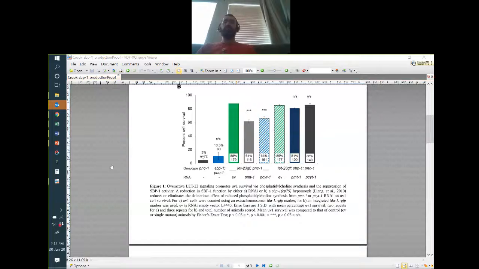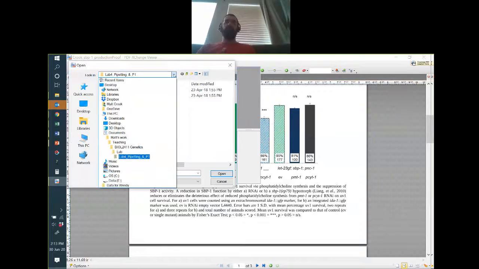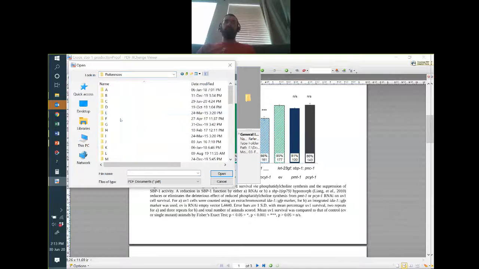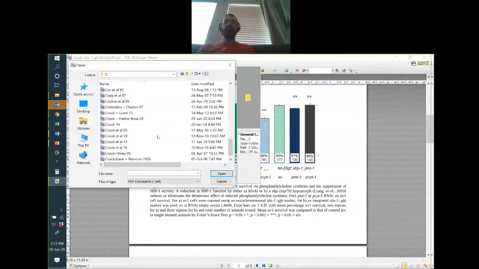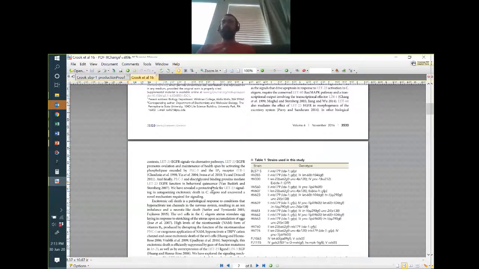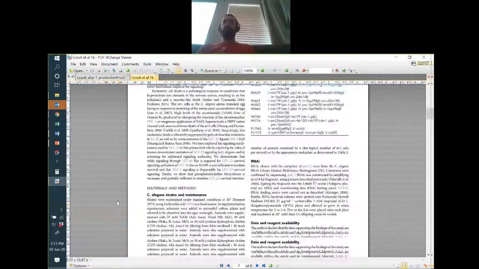Because if you look at, for example, where are we at? This paper. So the table legend in this case is pretty simple. It's just a description of what these things are. But anyway, we're down here. Doom, doom, doom.